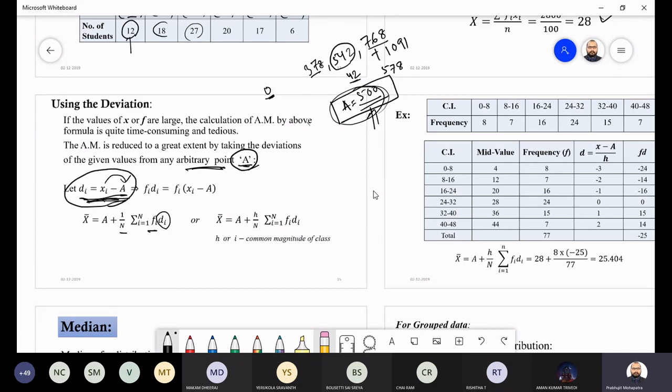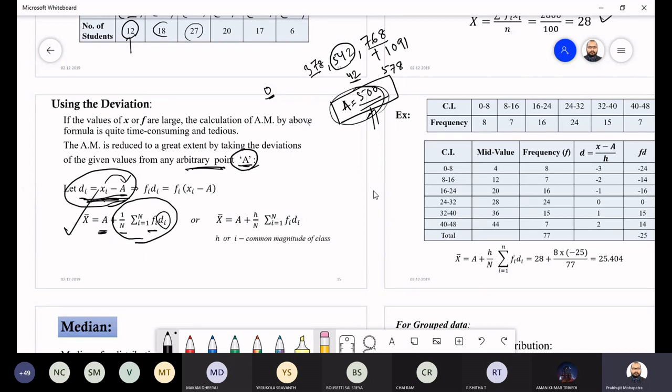Now you do the normal things, fi into di, frequency times deviation. Previously we used to start from the origin, but here you are starting from the arbitrary point A. From that point you take the deviations, and you take the average of those deviations. This is the formula.